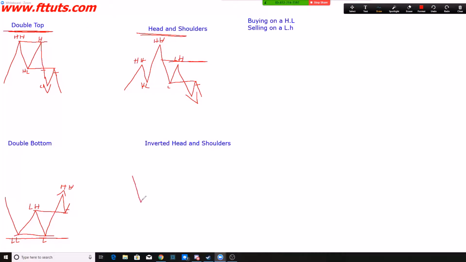So left shoulder, head, right shoulder. So as you see, the neckline is right here. So we have to break this area of resistance. As you can see, there's also an area of support here.